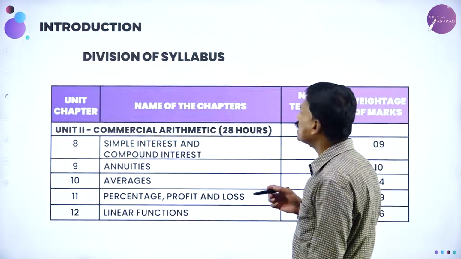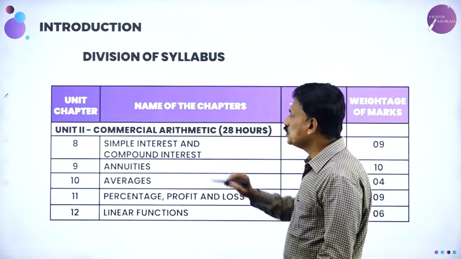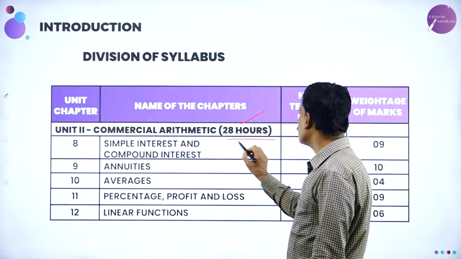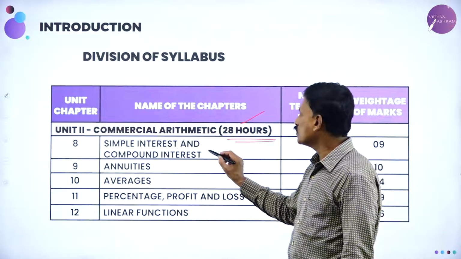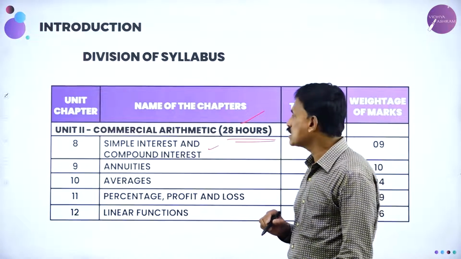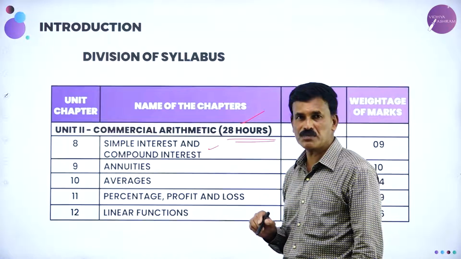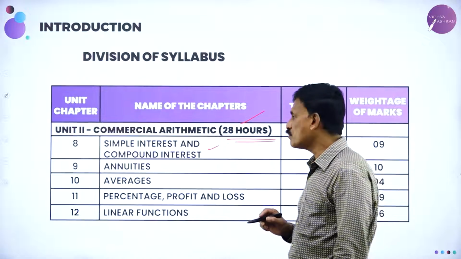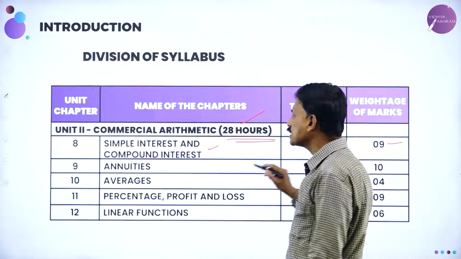Now let us come to the next one, the second unit. Unit number 2 is the commercial arithmetic. For this we are going to take 28 hours. So the first chapter we are going to study is simple interest and compound interest. You might have studied simple interest as well as compound interest in your arithmetic. So the marks allotted for this is 8 marks.